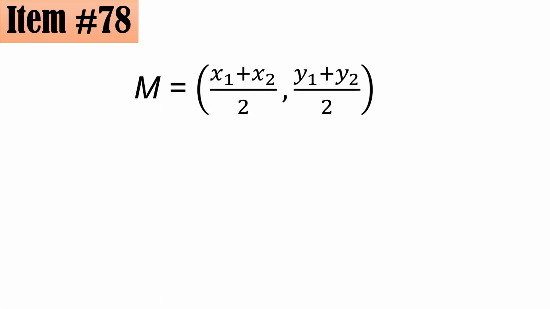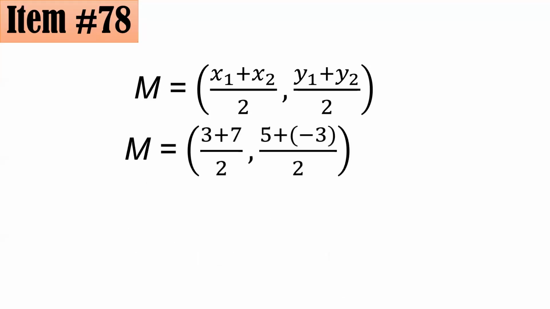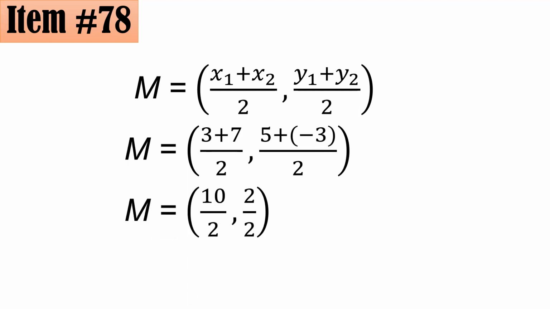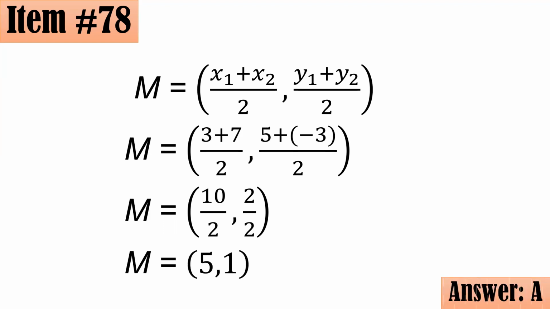And with such, by substitution, you have 3 plus 7 all over 2, comma, 5 plus negative 3 over 2. 3 plus 7 simplifies to 10, whereas 5 plus negative 3 simplifies to 2. 10 over 2 is 5 and 2 over 2 is 1. Hence, the midpoint has coordinates (5, 1). Letter A.